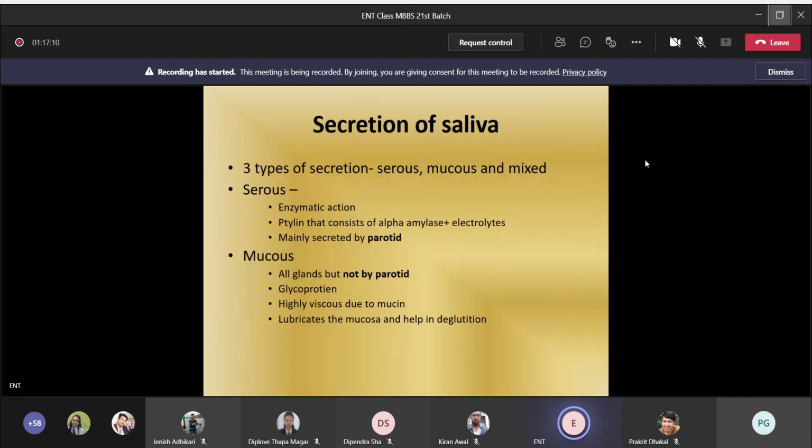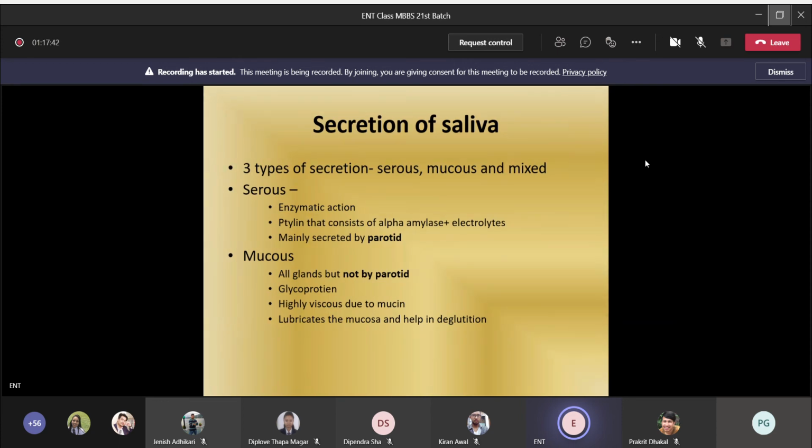Secretion of the saliva: three types of secretion, serous, mucous, and mixed type. Serous type has enzymatic actions. Ptyalin, which consists of alpha amylase plus electrolytes, causes the enzymatic action, and it is mainly secreted by the parotid gland. Mucous secretion is by all glands except the parotid gland.